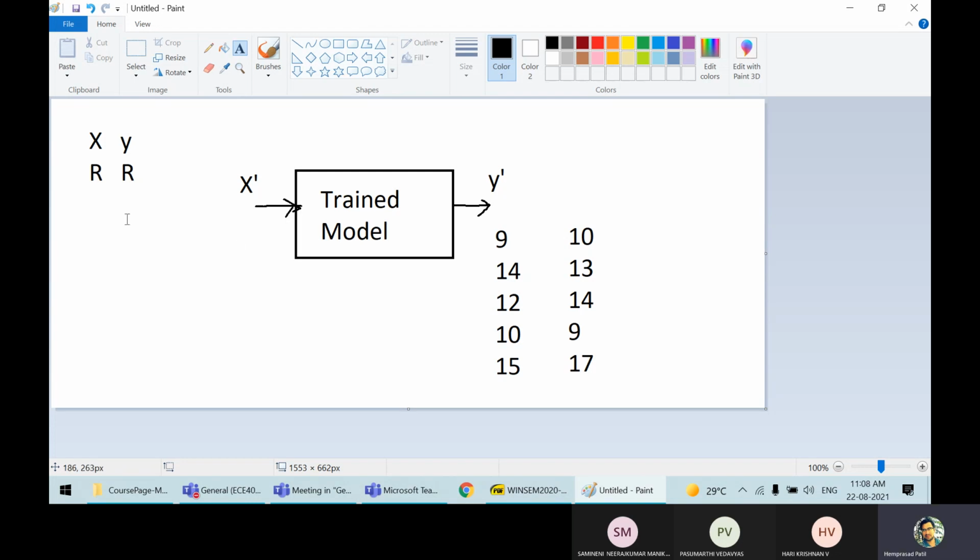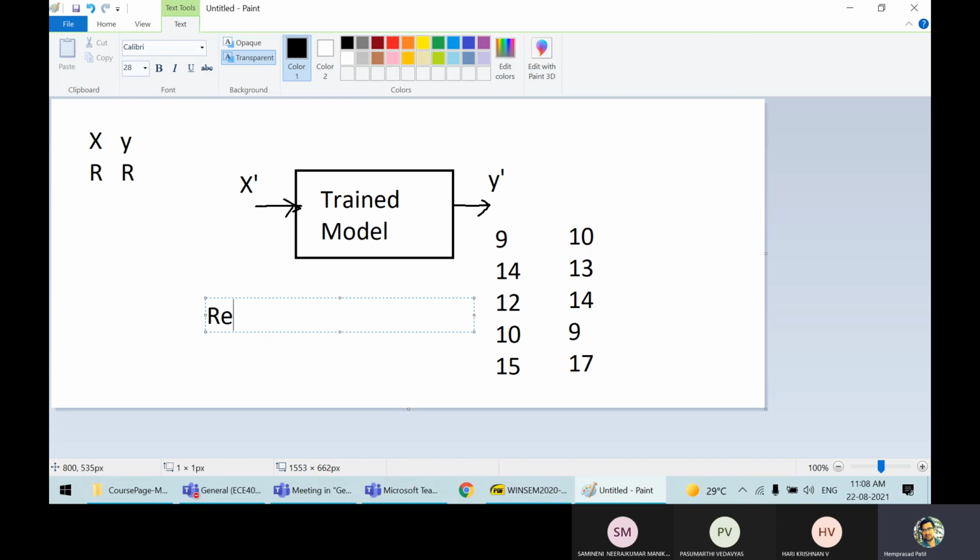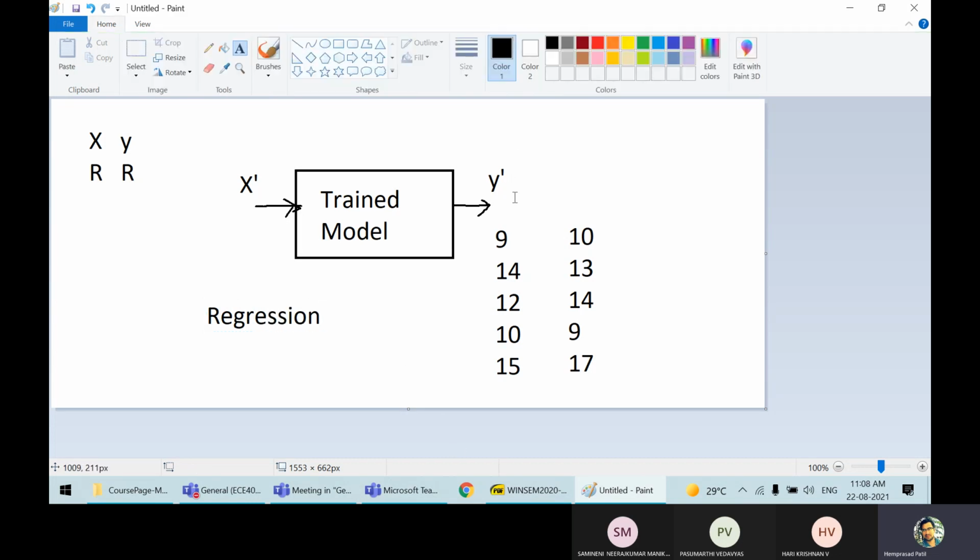And this is a regression problem. Why regression? Because this output Y is a real number. It is not a discrete number or discrete string. It is a real number. So that's why it is a regression problem.